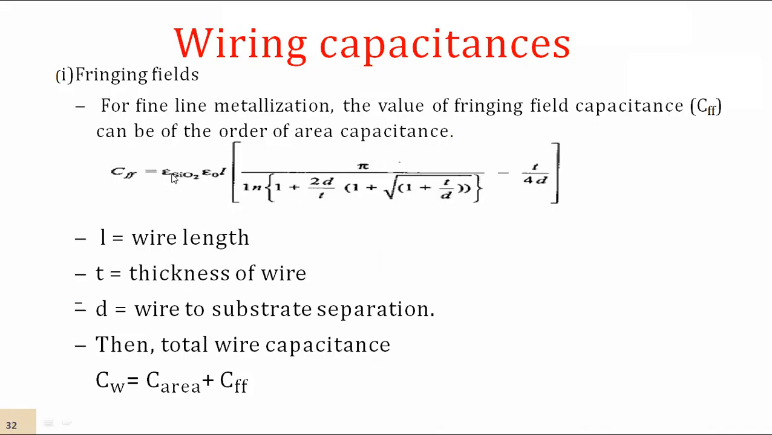CFF equals epsilon silicon dioxide, epsilon inverse, that is 4 epsilon naught. These are the two constant parameters. Then L within brackets, pi divided by ln of 1 plus 2D divided by T, within brackets 1 plus root of 1 plus T divided by T, bracket close, minus T divided by 4D. Here we just have to remember this formula. There is no other way for this one.